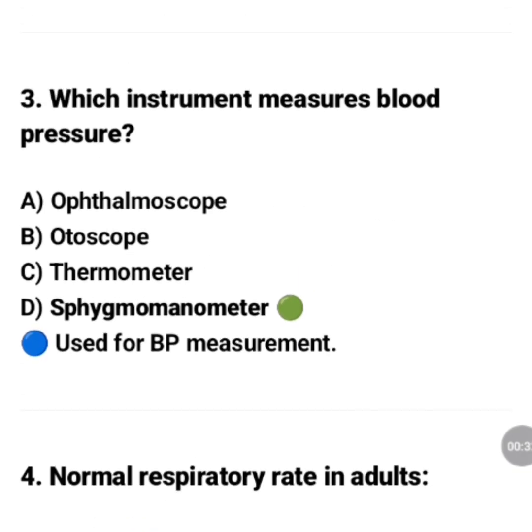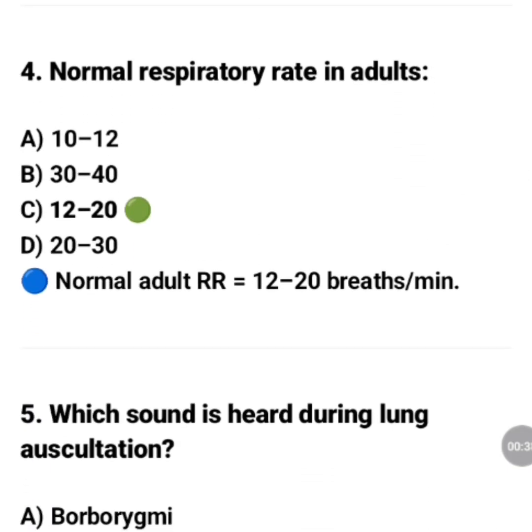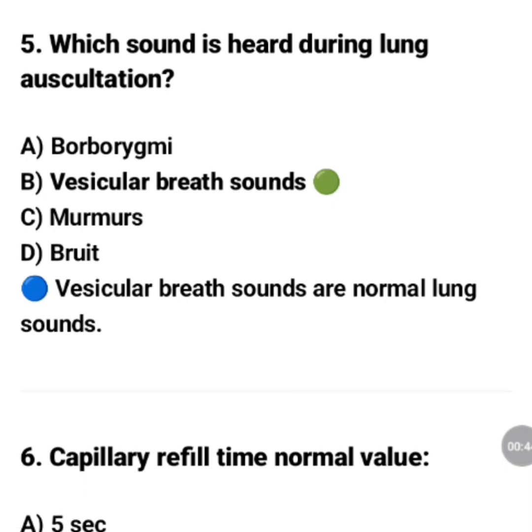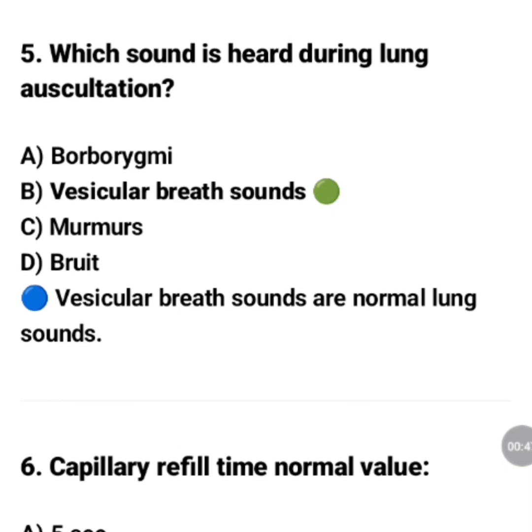Which instrument measures blood pressure? The correct answer is option D, sphygmomanometer, used for BP measurement. Normal respiratory rate in adult. The correct answer is option C, 12 to 20 breaths per minute. Which sound is heard during lung auscultation? The correct answer is vesicular breath sounds. Vesicular breath sounds are normal lung sounds.